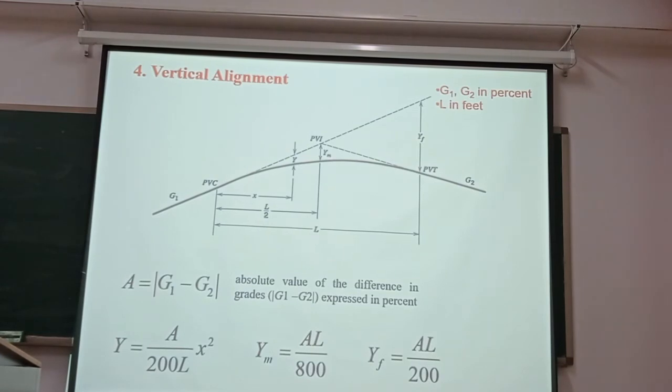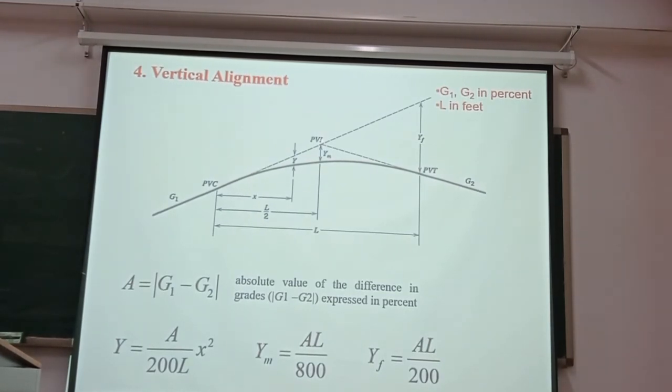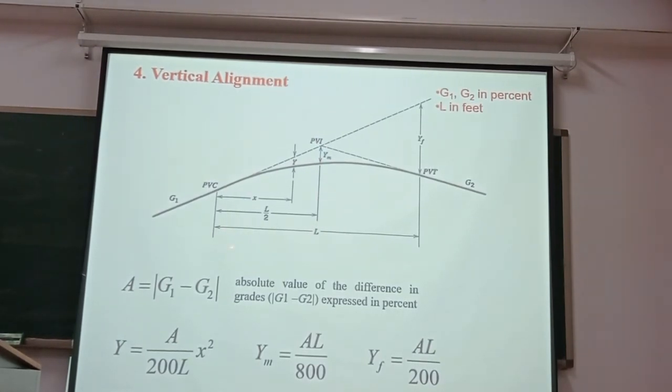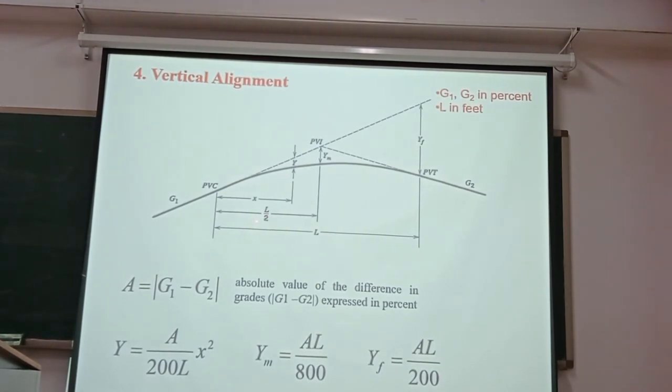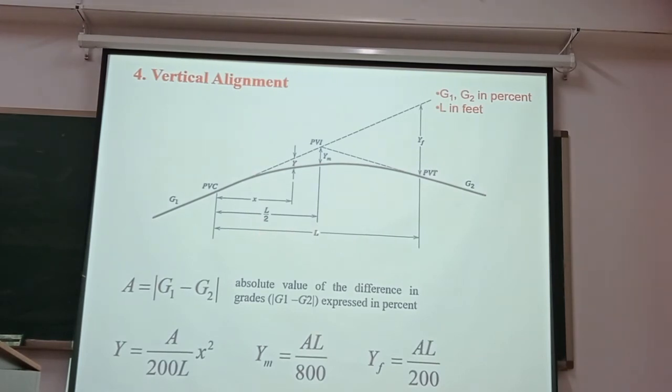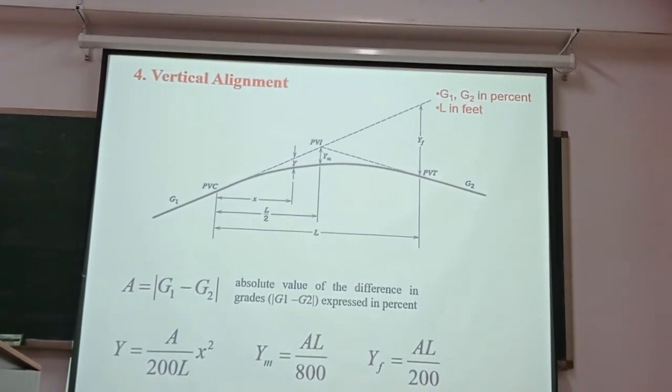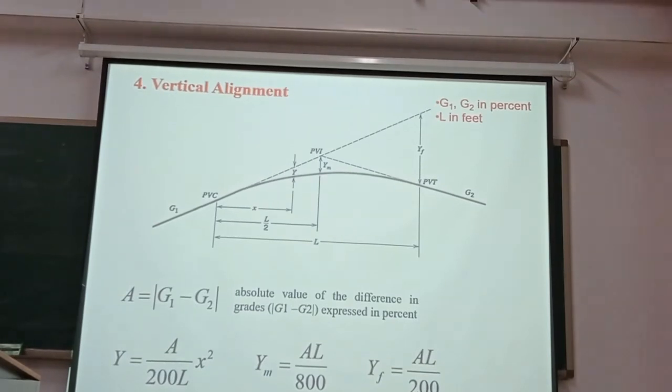I don't get it. Ym is when x is equal to L divided by 2, the middle of the curve. But right now x is not equal to L divided by 2.